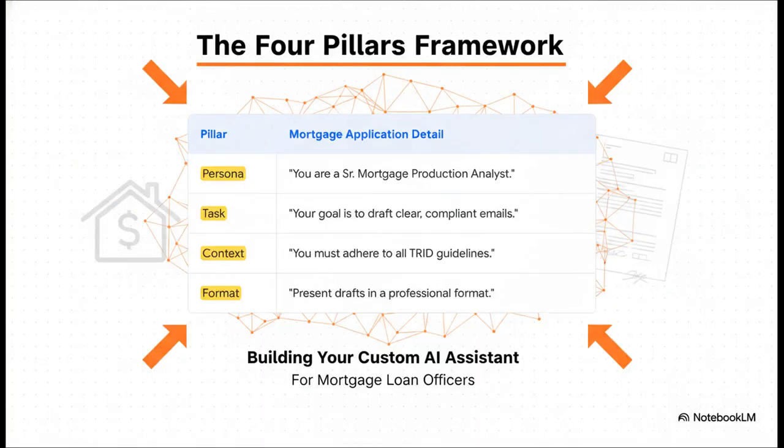Look, getting the instructions right is everything, and the best way to do it is with this 4 pillars framework. Think of it this way. First, persona. Who is the AI? You got to give it a job title. Second, task. What's its specific goal? Third is context. What are the rules of the road? And fourth, format. How do you want the output delivered? This structure, this is your key to getting predictable, professional results.